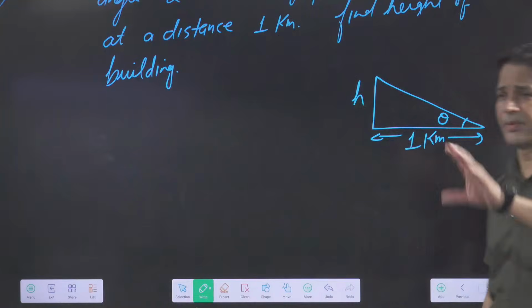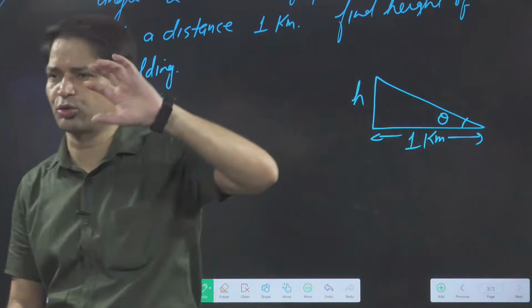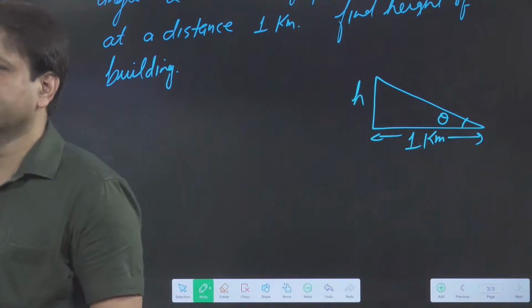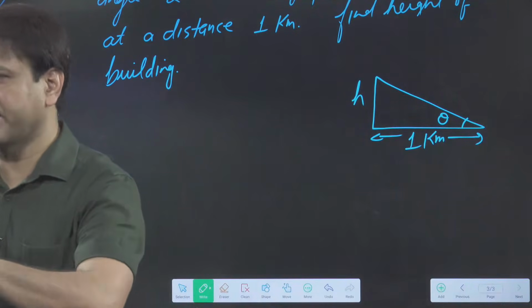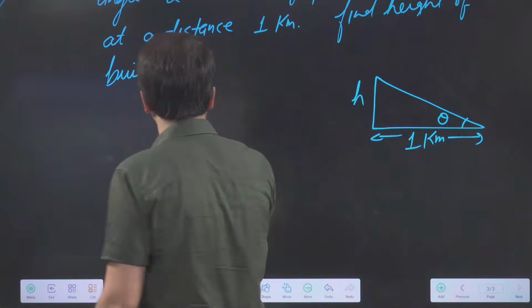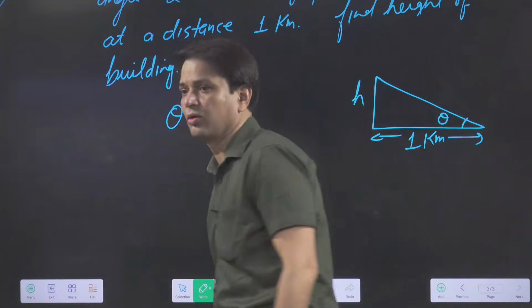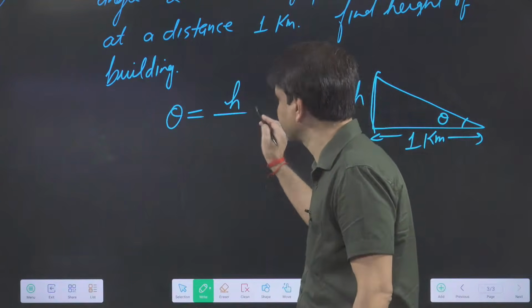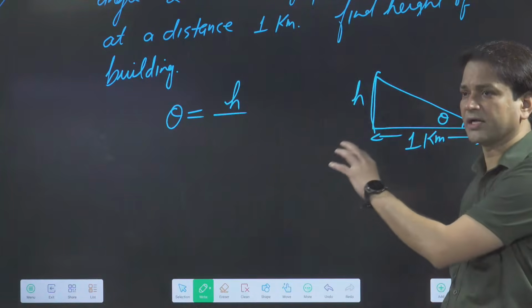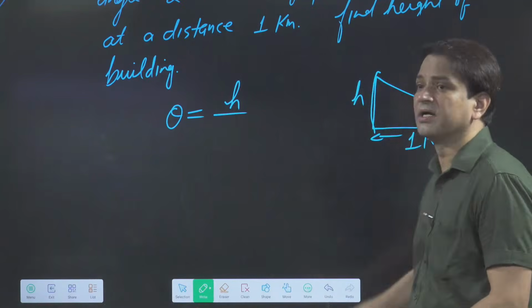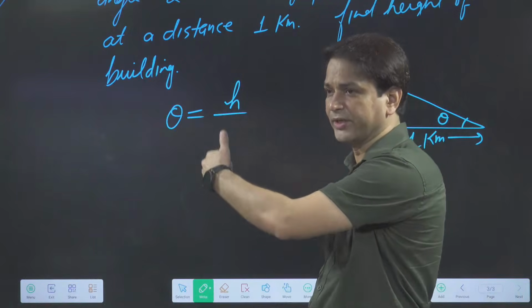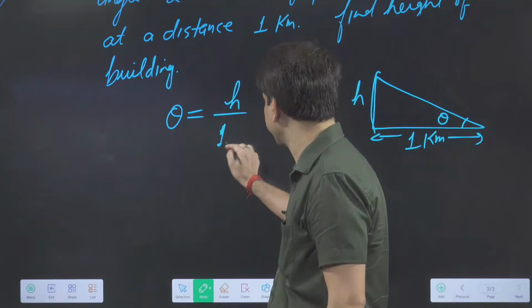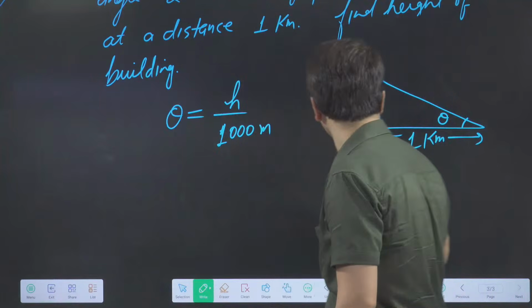Now, one thing everybody knows, theta is equal to 2 degrees, which is a small angle, okay? When 2 degrees is small, then we can take straight length and arc length as equal. Then theta is equal to arc length by radius, that is H by radius. What will we take as the radius? The distance between the building and the point, that is 1 kilometer, or if you want to calculate in meters, 1000 meters.